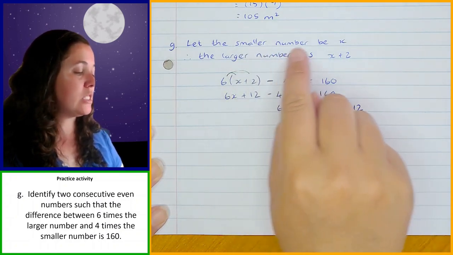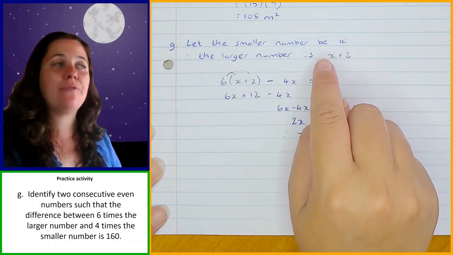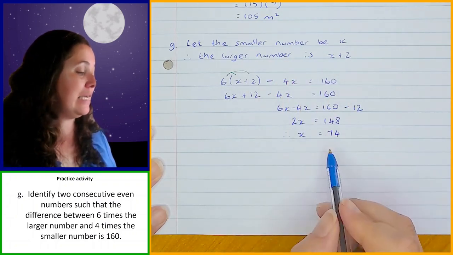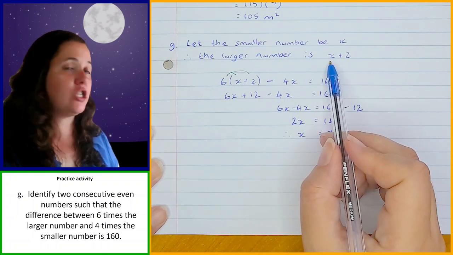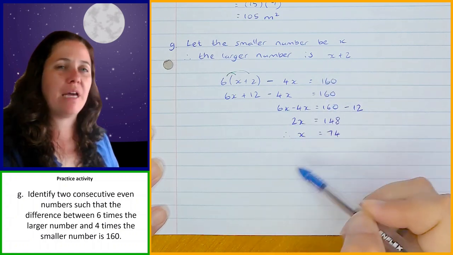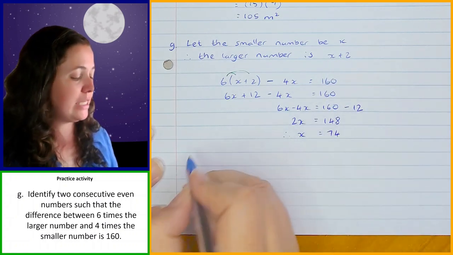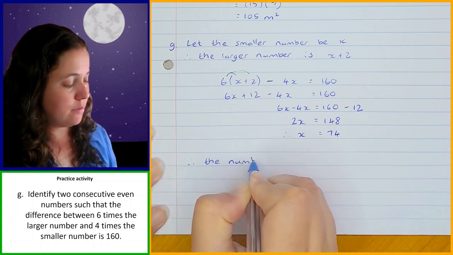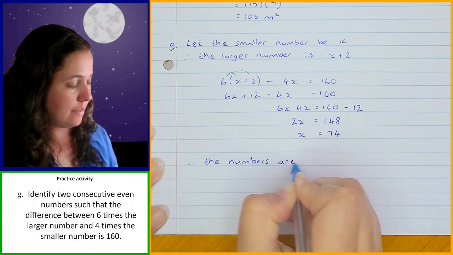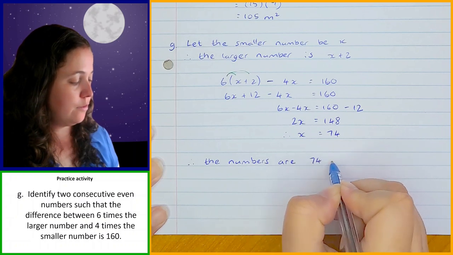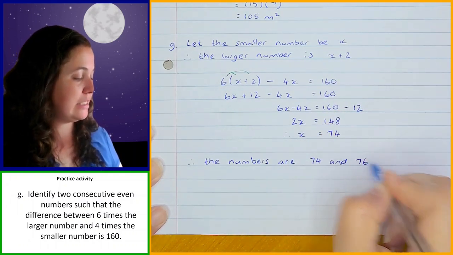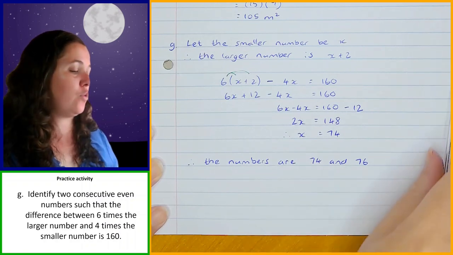X was the smaller number. I was asked to identify two consecutive numbers, not just one. So I have to go and find the second number as well. The second number is just x plus 2. So I don't have to show that. I can just do it in my head. So I can say, therefore, the numbers are 74 and 74 plus 2, which is 76. So that's what you should have got for question G.